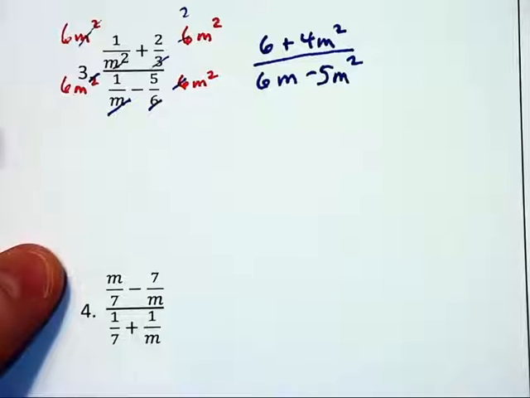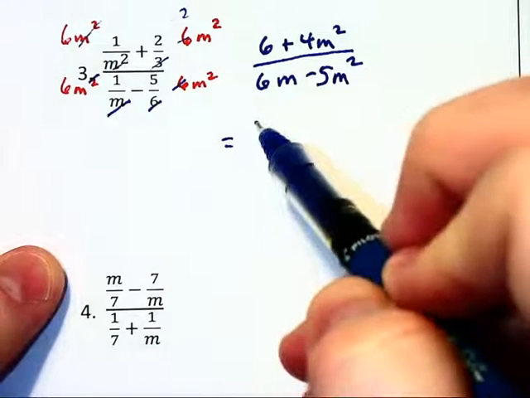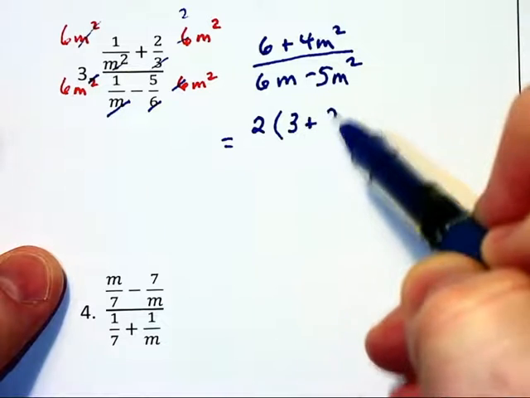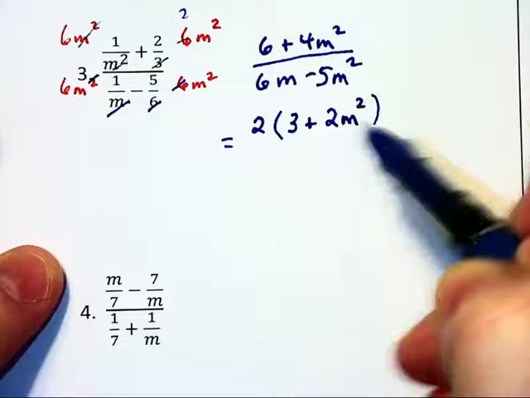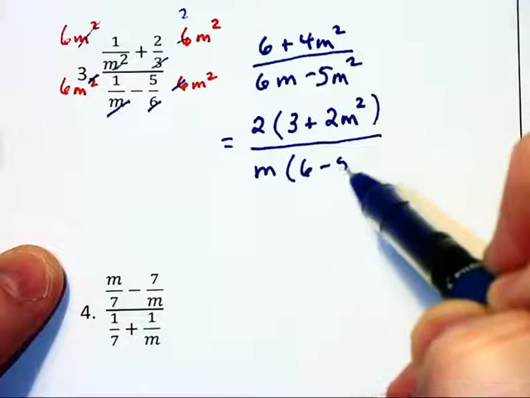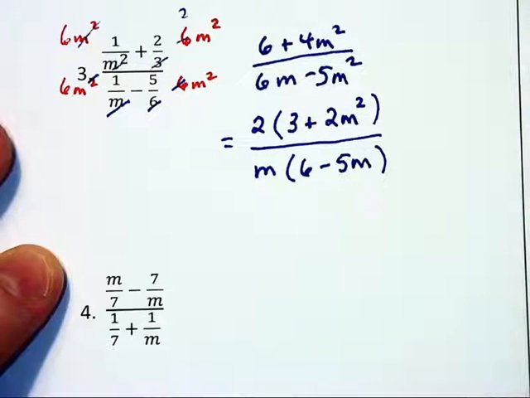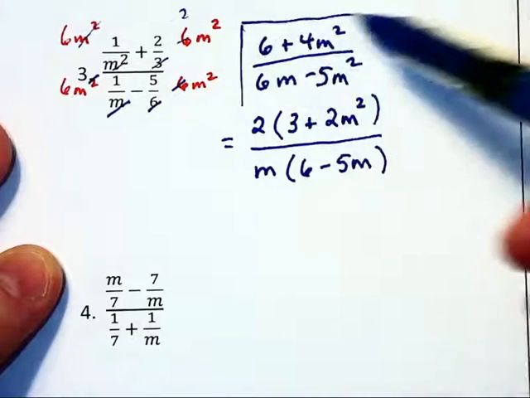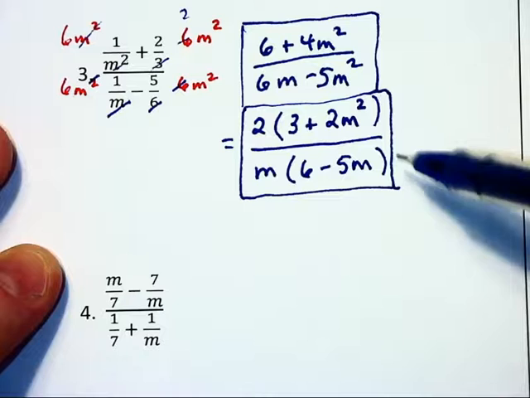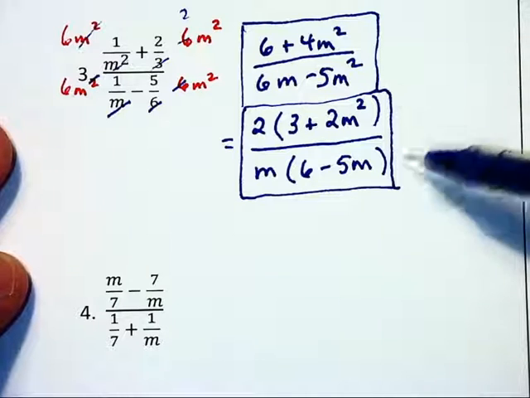You can try to factor and cancel, and as you'll see, when you factor a 2 out of the numerator, you're left with 3 plus 2m squared. And down in the denominator, you can factor out an m and have 6 minus 5m, but you don't have any cancellation. So you can actually leave your answer in either of those 2 forms, but it was necessary at least to check that that would not factor and cancel.